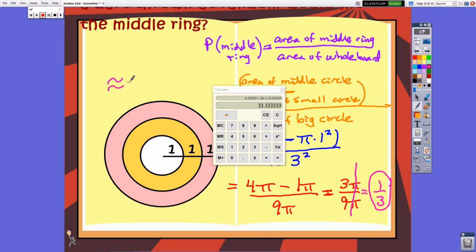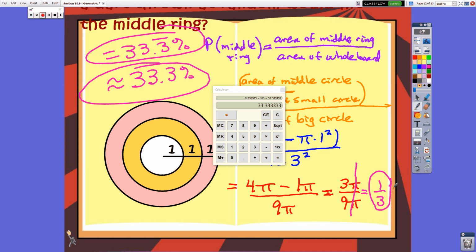So you could say it's approximately 33.3%, or if you wanted to, you could say it's equal to exactly 33.3 repeating percent. This answer, or the 1/3 would be absolutely fine for this particular problem.